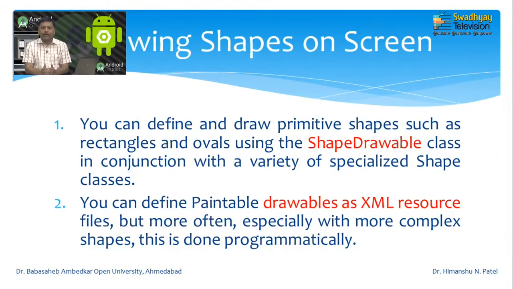So, you can draw shapes on screen using two methods, one using the shape drawable class, another using drawable XML resources. But which of these methods is preferred? When you want to draw a complex shape, you generally draw programmatically. When you want to draw simple shapes, you can define it in an XML file, and then you can fetch this XML file inside the image view.